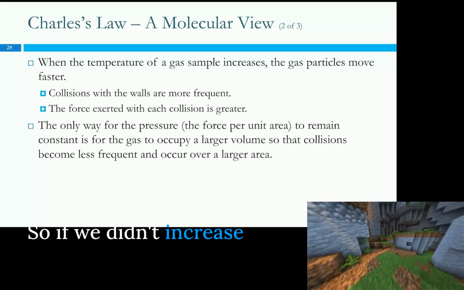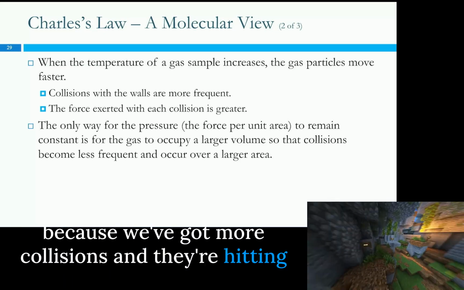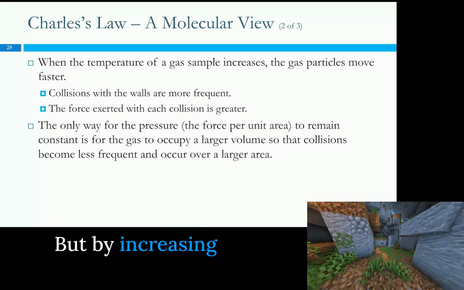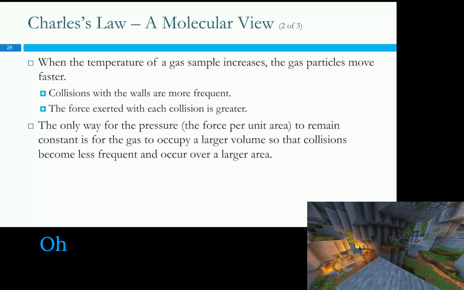So if we didn't increase the volume, then the pressure would have to increase because we've got more collisions and they're hitting harder. So that's more force. But by increasing the volume, pressure can stay constant because it takes more time to travel across.